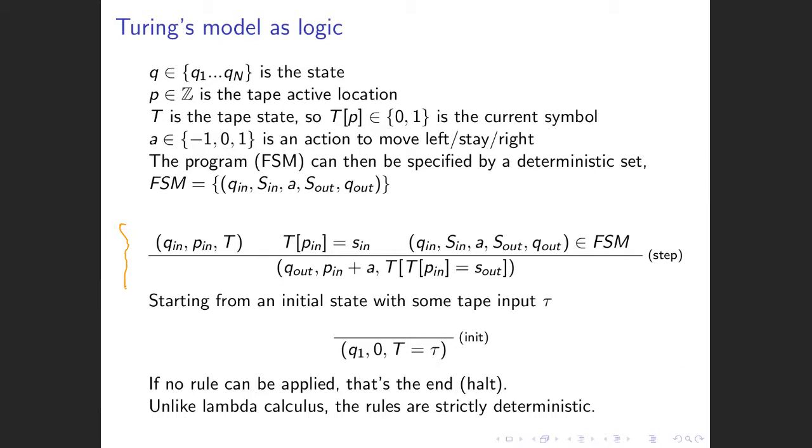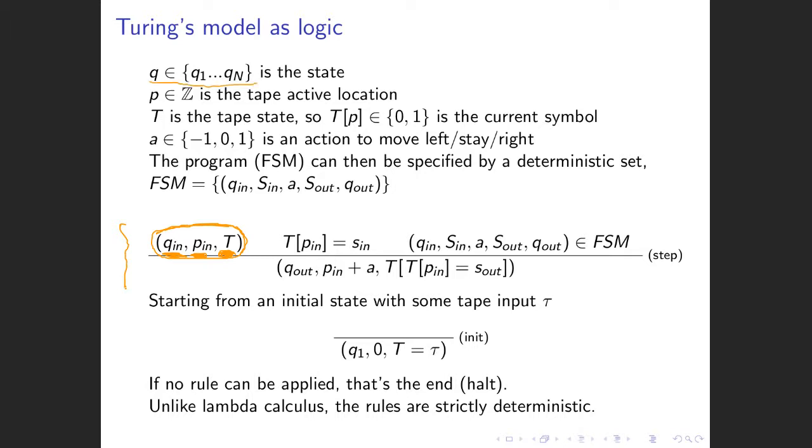So let's represent the state of the machine as a triple. The state of the machine is: what state am I in? That's my input state. What position am I in on the tape? That's the location of the head on the tape. And then what is the state of the whole tape? What are the numbers written on the tape? And this triple completely describes the state of the Turing machine.